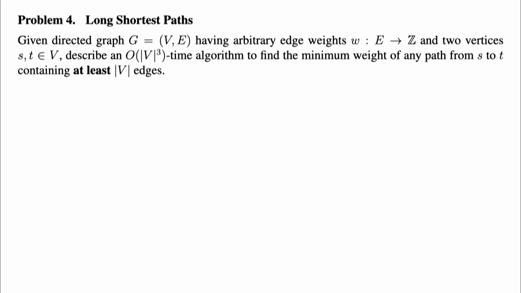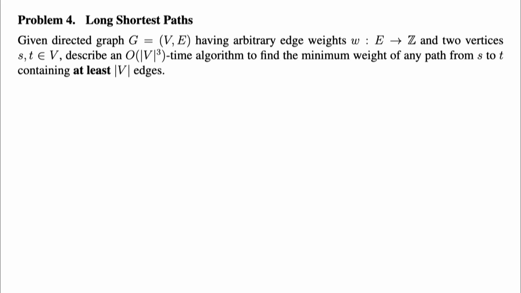Okay, that sounds like Bellman-Ford right there. But I have this last condition, and the last condition is a little weird: containing at least V edges. So I want a short path in terms of weight, but I want a long path in some sense in terms of the number of edges I traverse.